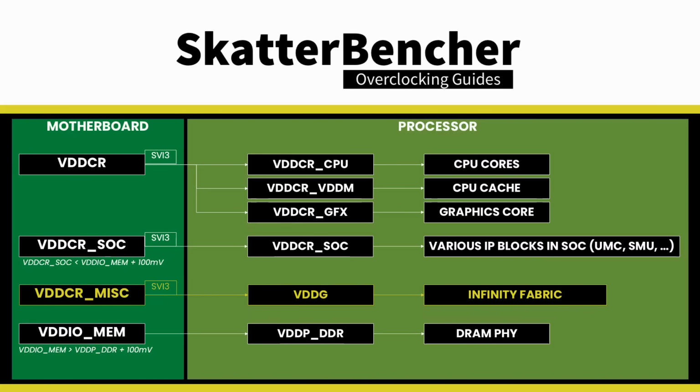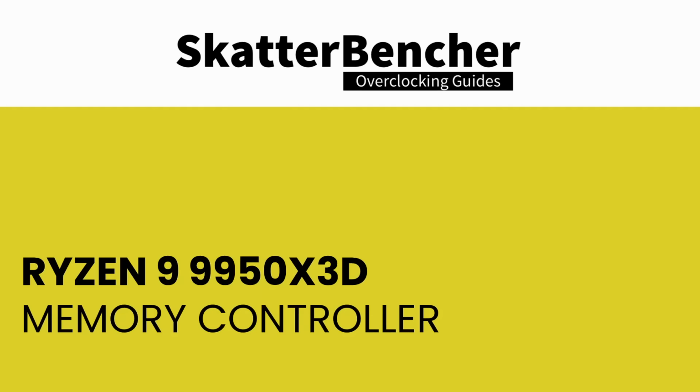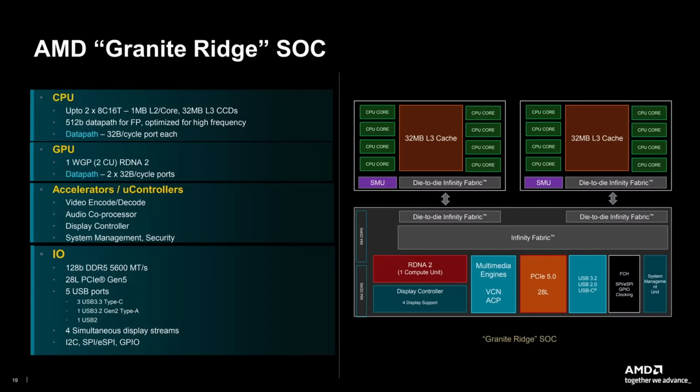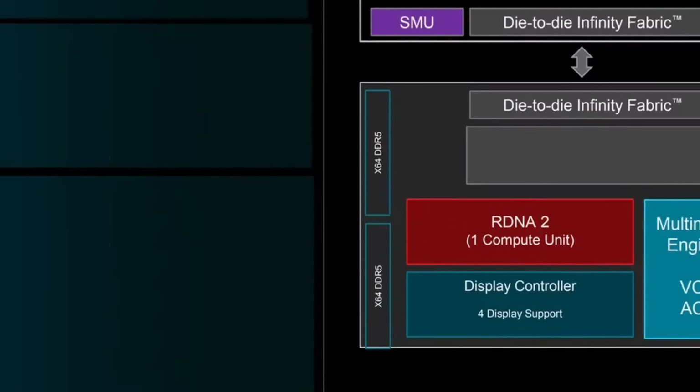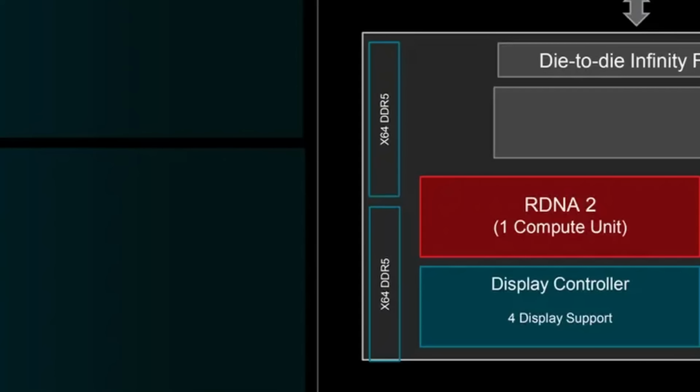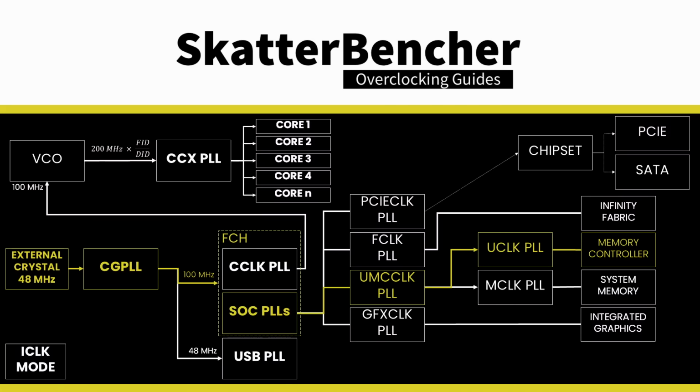Speaking of which, the Infinity Fabric voltage is provided by the VDDG voltage supply, derived via an integrated voltage regulator from the VDDCR miscellaneous voltage rail. AMD Granite Ridge has two DDR5 Unified Memory Controllers, or UMC in short, and each provides two 32-bit memory channels. The memory controllers are located on the I/O die and are identical to the memory controllers of the Ryzen 7000 Raphael processors. The Unified Memory Controller Frequency, or UClock, is derived from the UMC clock, one of the SLC PLLs.